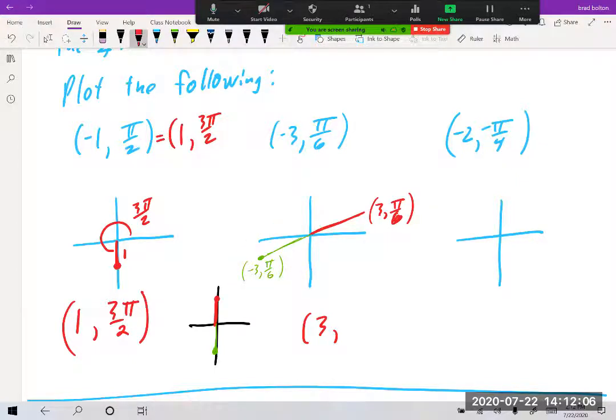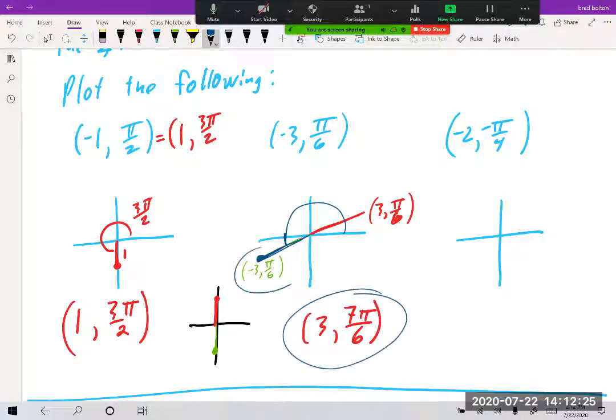But we could just do by adding pi, we could say, well, pi 6 plus pi is 7 pi over 6. So where would that be? Well, let's go in blue. Here's 6 pi 6. Here's 7 pi 6. And then we go 3. We'd end up in the same spot. So this and this are the exact same thing, okay? There is no difference between them, but they both ended up right here, okay?